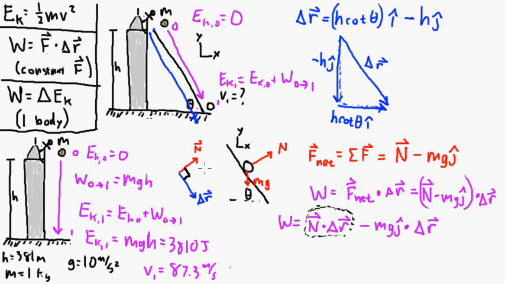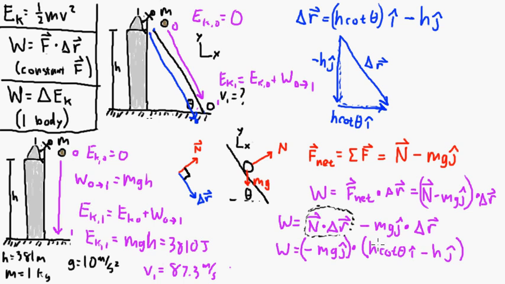So let's keep going with that. Work is negative mg j hat dotted with this delta R term, which is going to equal, so what was delta R? We found this up here. H cotangent theta times i hat minus H times j hat. Now, this is our force vector, our gravity force vector, because that's the only one that matters now, we've realized that. And this is our delta R vector. We're dotting these two together.